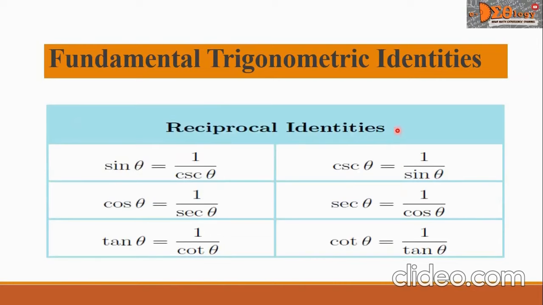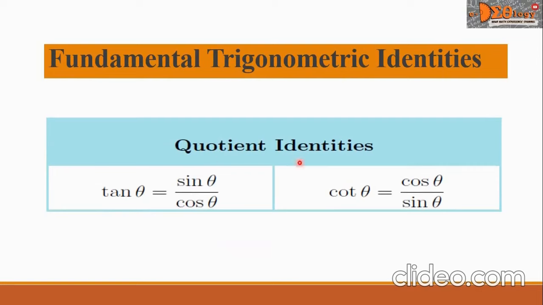For the reciprocal identities, the first identity is sine theta equals 1 over cosecant theta. Second, cosine theta equals 1 over secant theta. Third, tangent theta equals 1 over cotangent theta. The fourth, cosecant theta equals 1 over sine theta. Fifth, secant theta equals 1 over cosine theta. And the last, cotangent theta equals 1 over tangent theta.